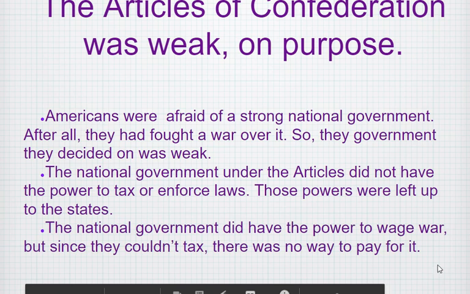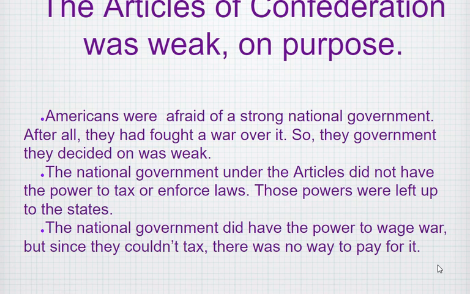So the Articles of Confederation were weak on purpose. Americans were afraid of a strong national government because they just fought a war over it. So they wanted a weak national government. Unlike what we have today, they wanted a government where the states retained a lot of power.